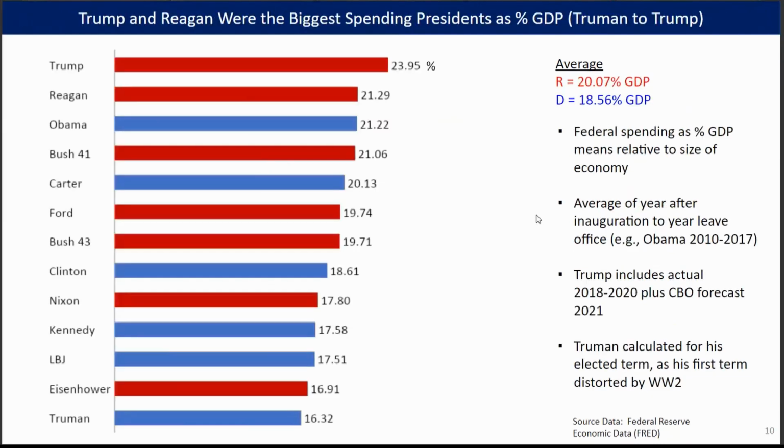Next slide. Now, when it comes to spending, again, the Democrats get criticized for being for high taxes and high spending. But in fact, Trump and Reagan were the highest spenders as a percent of the size of the economy. And then Obama was third. When you do the averages, it works out that Republicans are actually the big spenders and higher than Democrats by about 1.5 percentage points. So it's a significant difference.